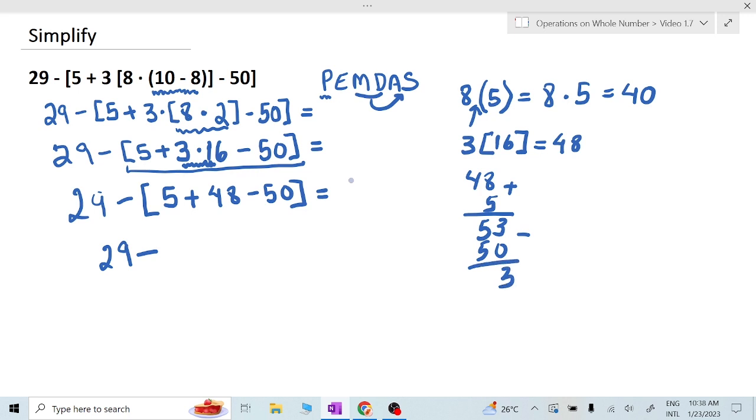If it is positive, I can drop these brackets. This subtraction is outside the bracket. So it's going to be 29 minus 3, because 3 is positive from this operation inside. Now 29 minus 3 is 26.